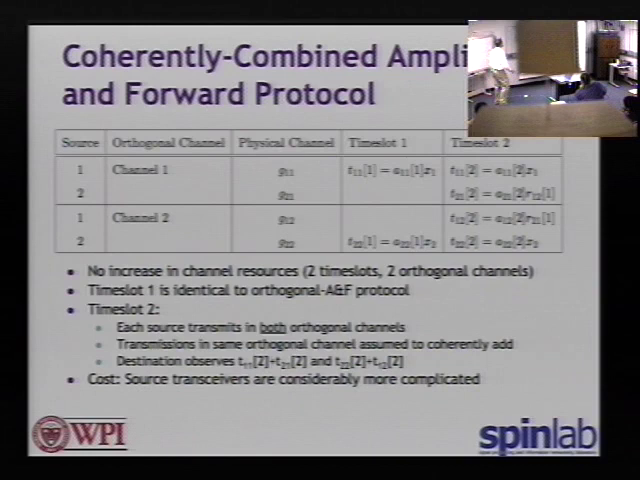Okay, so the amount of channel resources is the same as the orthogonal case. The first time slot is the same as the orthogonal case. Time slot 2 is different in the sense that the destination now observes summed signals, because we're assuming right now that we can do this coherent combining. Okay? And the real cost of this is that it's probably going to be hard to do, right? You have to find a way to synchronize your sources so that you can get coherent combining. And that'll be the last point of my talk today.